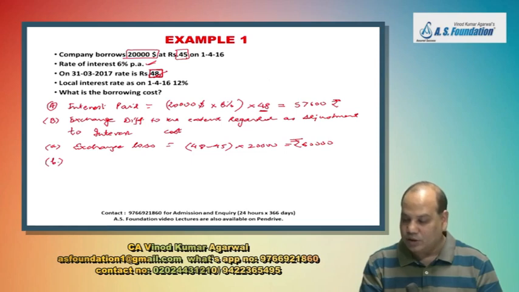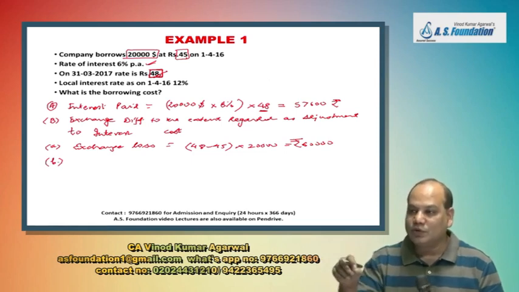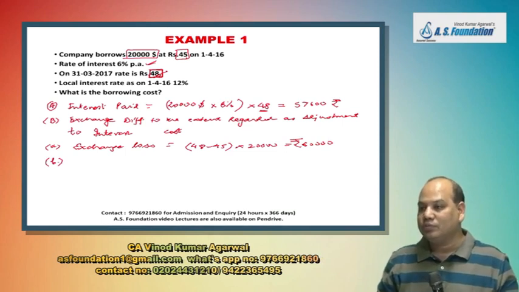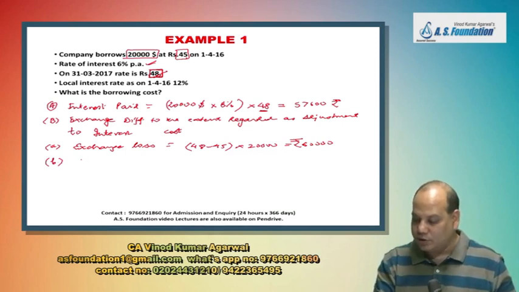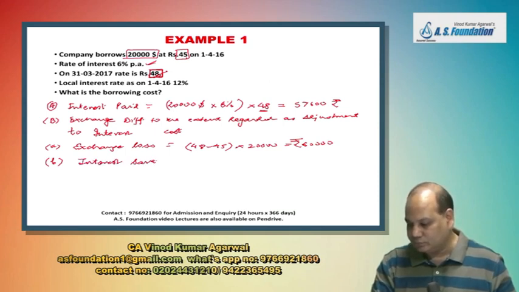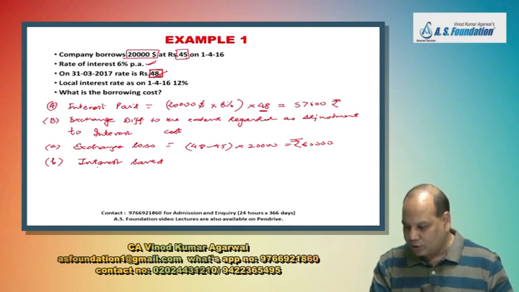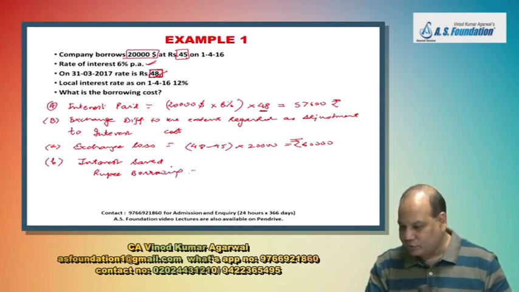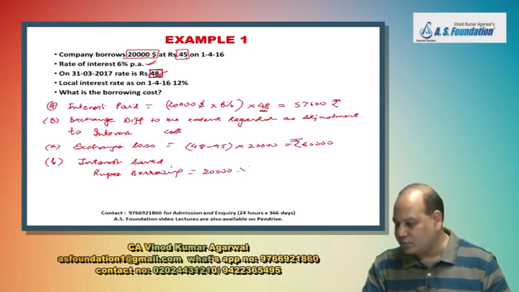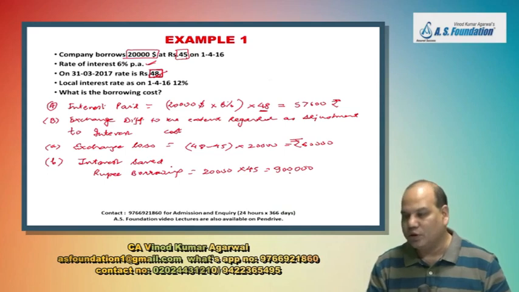And then you have to calculate how much interest you have saved by borrowing in foreign currency. So interest saved, how do you compute interest saved? I would have borrowed in rupee borrowing. I needed how much rupee today? 20,000 into 45. I would have borrowed 9 lakh, which is equivalent to $20,000.